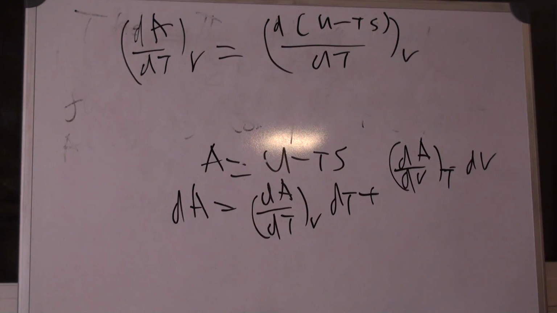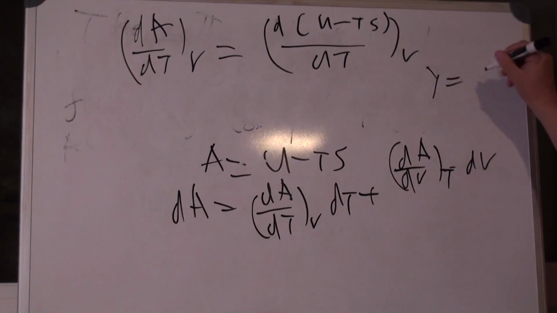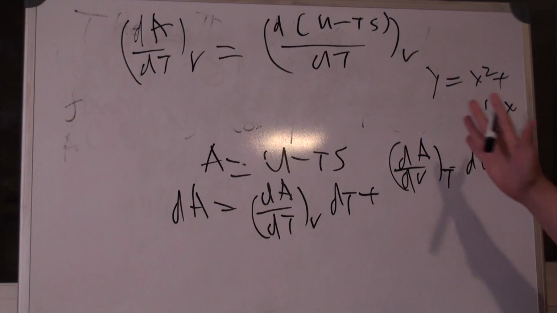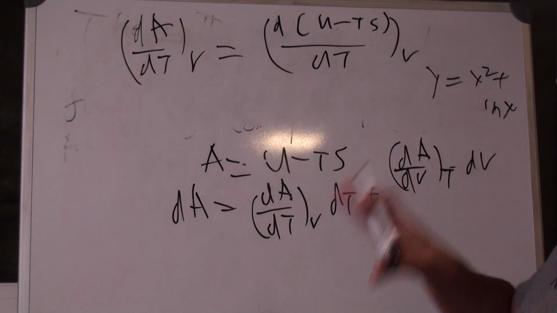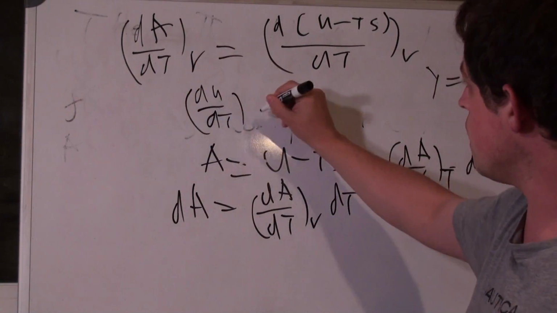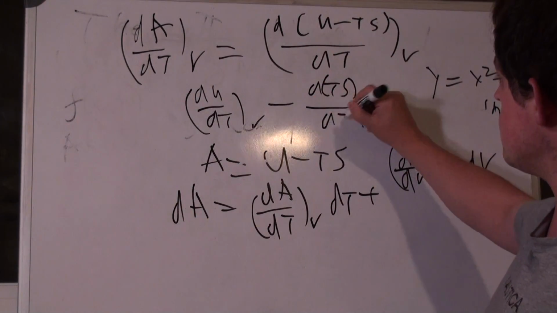Okay. So we've got this, but because this is calculus, I can use the same kind of calculus rules. And just like when I'm taking the derivative of, let's say, y equals x squared plus natural log of x, okay? Well, I can take the derivative of each one separately and add them together because they're additive. Same thing here, okay? So I can break this up into its addition. So I can say dU/dT at constant V minus d(TS)/dT at constant V.